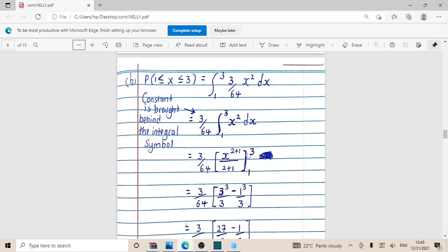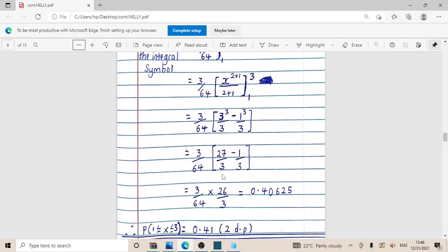So I already told you to start with the upper limit. When I bring this 3 into the x, it will be 3 to the power 3 divided by 3, because of the new power minus 1. Bring in the lower limit now, 1 to the power 3 divided by 3. After that, I first deal with the bracket, that is subtracting it. So 24 out of 3 minus 1 out of 3, I'm going to get 26 out of 3.